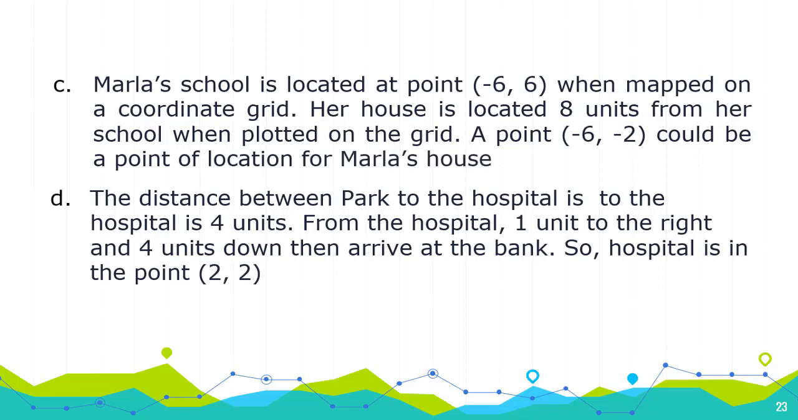C. Marla's school is located at point (-6, 6) when mapped on a coordinate grid. Her house is located 8 units from her school when plotted on the grid. A point (-6, -2) could be a point of location for Marla's house. D. The distance between the park and the hospital is 4 units. From the hospital, 1 unit to the right and 4 units down, then arrive at the bank. So the hospital is at point (2, 2).